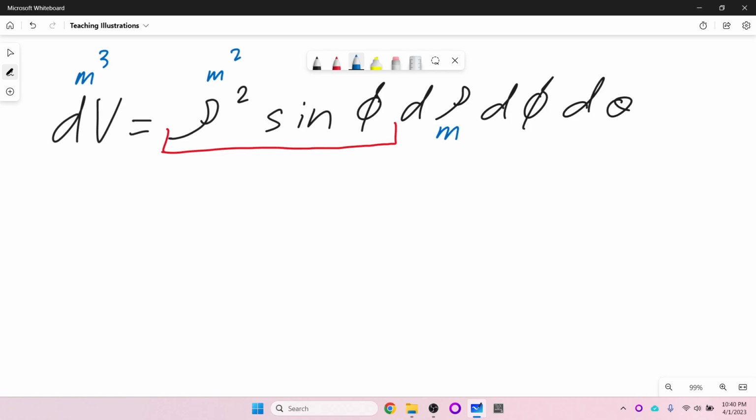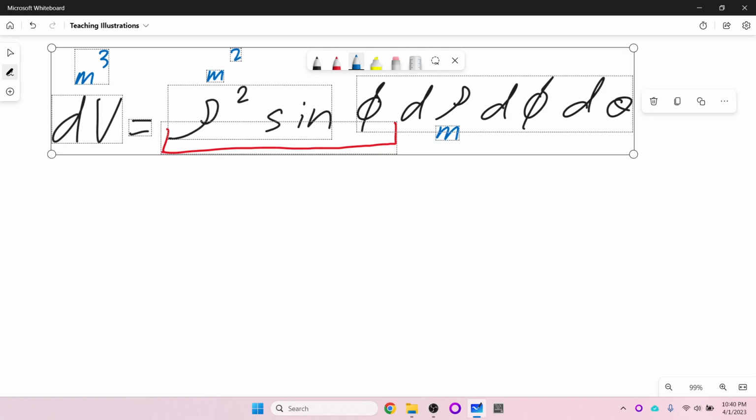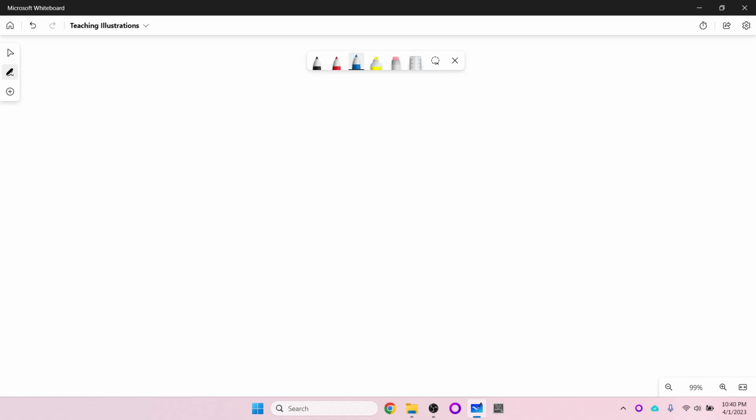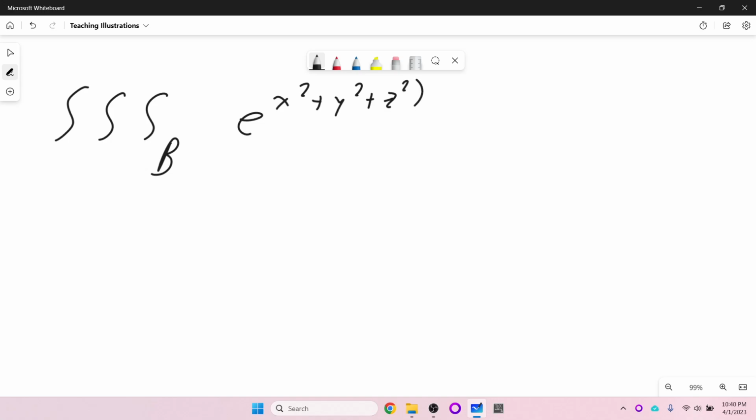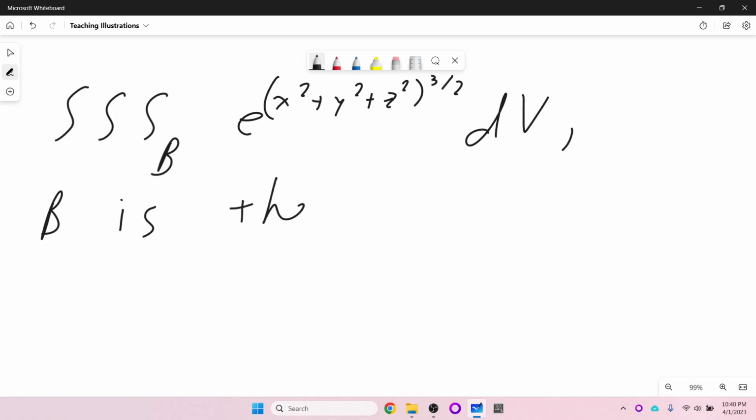And so it'll be best if you just take my word for that for now, and maybe we can explore it more later. So let's do two examples of how to do some of these integrals. Evaluate the triple integral across the box B of e to the x squared plus y squared plus z squared to the 3/2. So it's a power to another power, dV, where B is the unit ball.